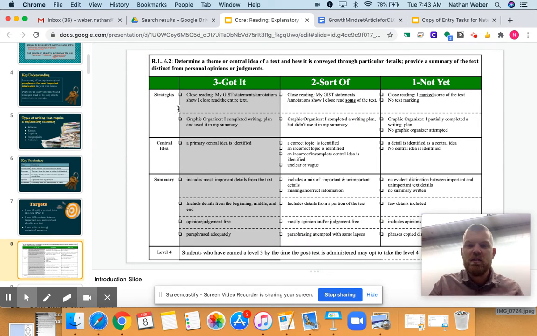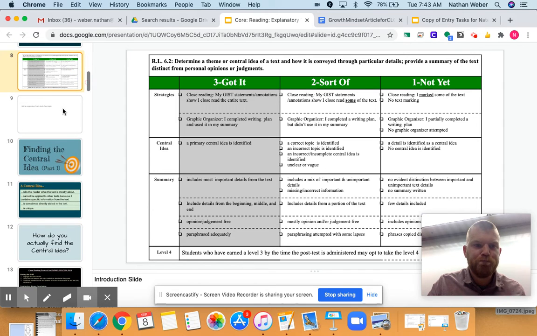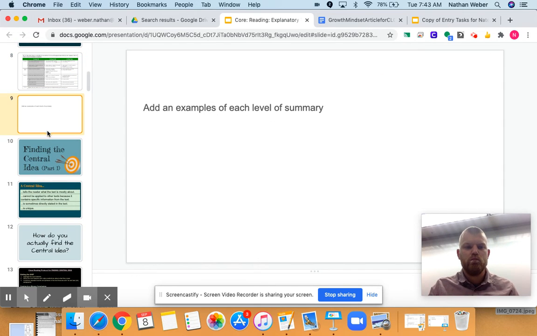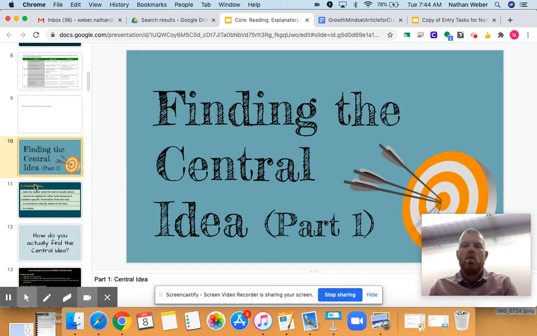And I'm going to go over this a little bit later in class. This is the rubric that we're going to be using when we write summaries, okay? And I'm going to go over this a little bit in class. We're going to talk about this right now.